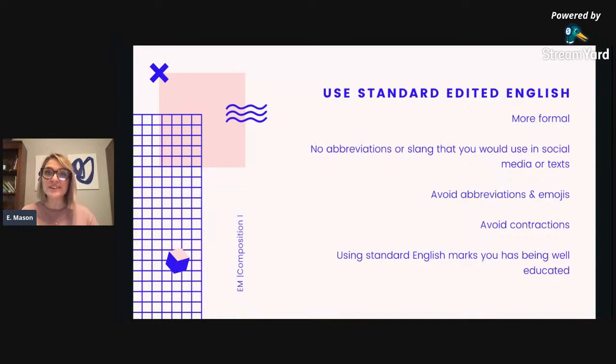And also just using standard English is more about how well-educated people speak and how they communicate. So as you are using that, that also kind of marks you and flags you as being well-educated because you are communicating at that level as well.